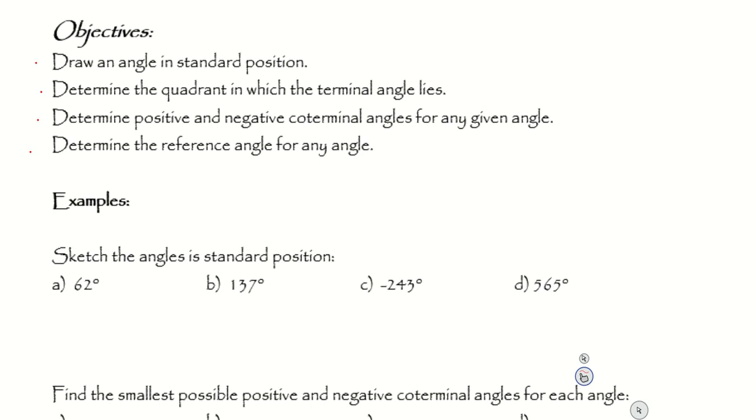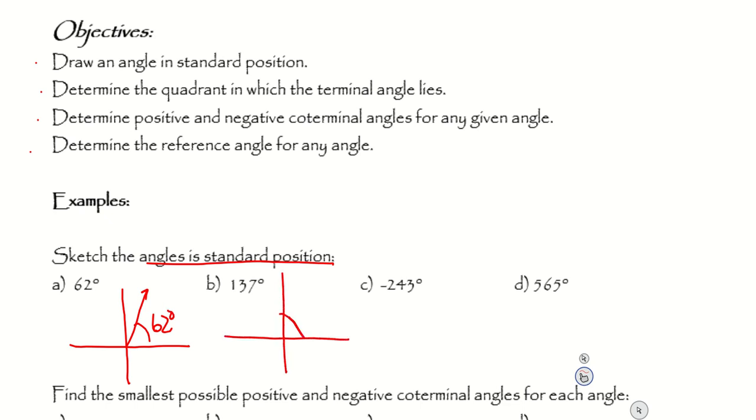Right? So, if I'm going to sketch an angle in standard position, 62 degrees is going to be about 2/3 of 90. That's 62 degrees. 137 degrees is going to be my 90 plus another 47. So that's 137 degrees. Negative 243 degrees is going to start to the right and rotate counterclockwise 180 plus another 63 degrees. So that is negative 243 degrees.